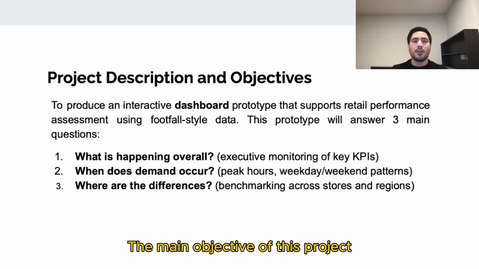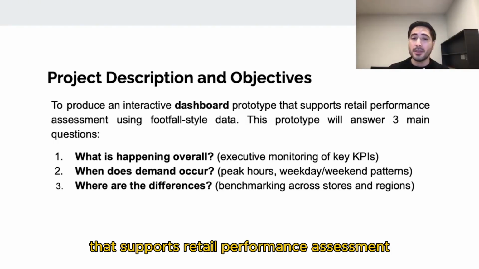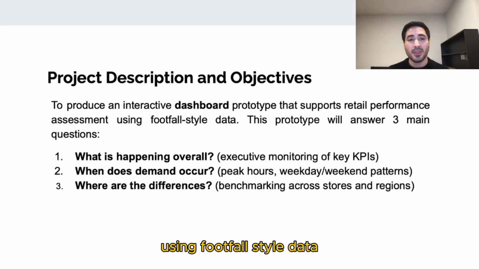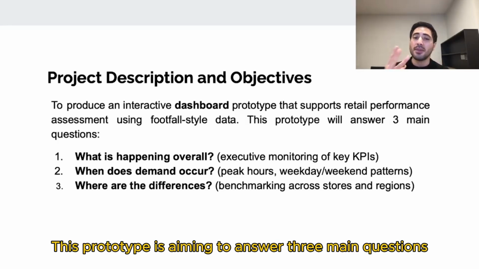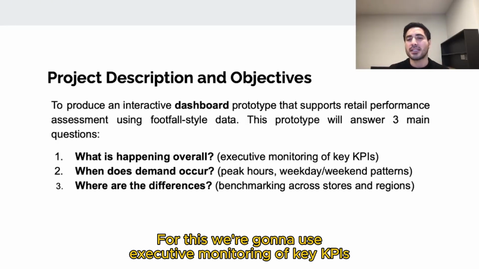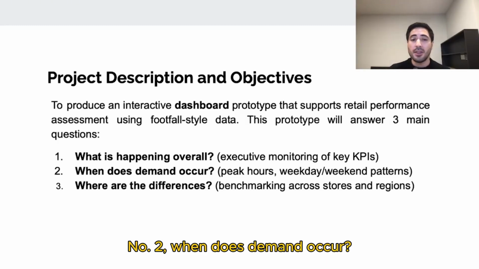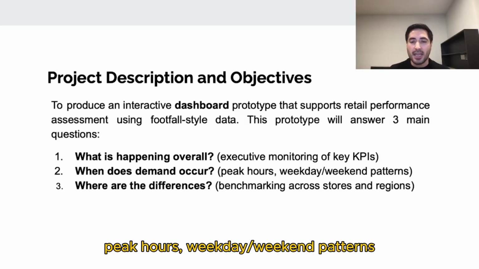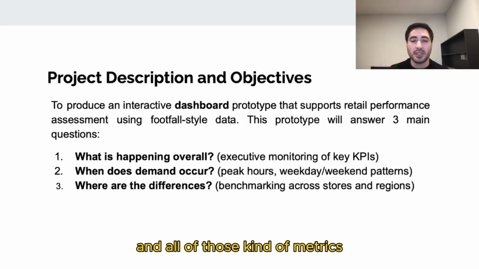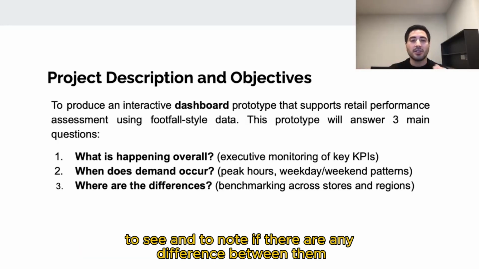designed to deliver. The main objective of this project is to produce an interactive dashboard prototype that supports retail performance assessment using footfall style data. This prototype is aiming to answer three main questions. Number one, what is happening overall? For this, we're going to use executive monitoring of key KPIs, which we will describe a bit later in the project. Number two, when does demand occur? Peak hours, weekday, weekend patterns, and all of those kinds of metrics, for example. And number three, where are the differences? We're going to benchmark across stores and regions to note if there are any differences between them.